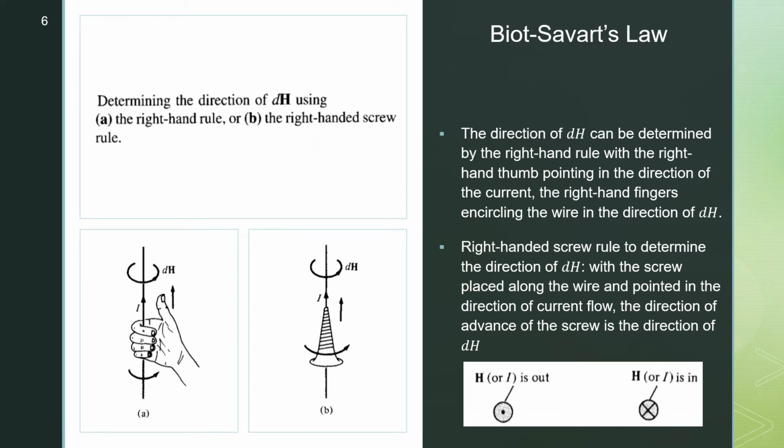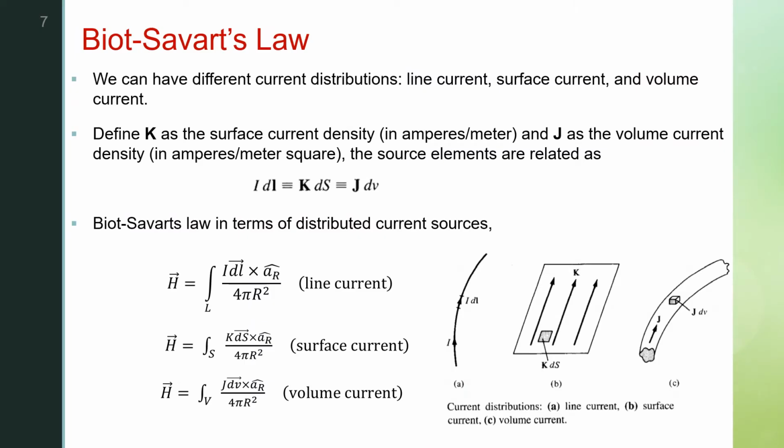When we learned electrostatics, we had different charge distributions like point charge, line charge, surface charge, and volume charge. Similarly, we can have different current distributions: line current, surface current and volume current. Figure A is for line current, B represents surface current and C represents volume current.